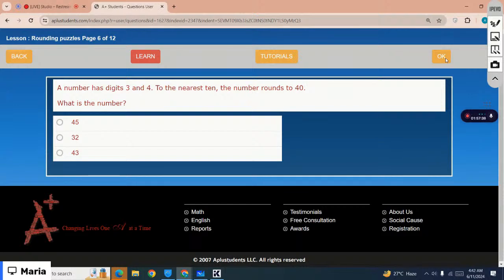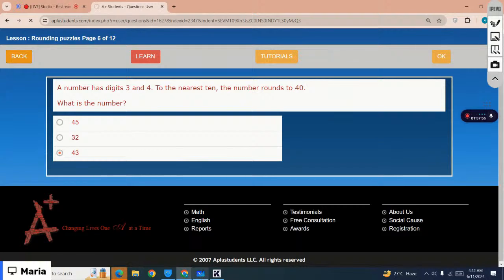A number has digits 3 and 4. To the nearest 10, the number rounds to 40. Yes, 43. 43 it is. Okay, you can complete the lesson by yourself later today.